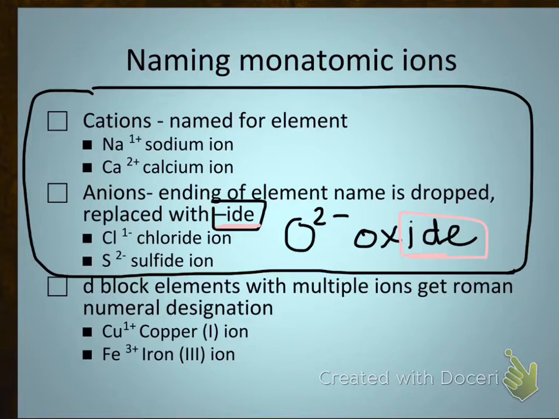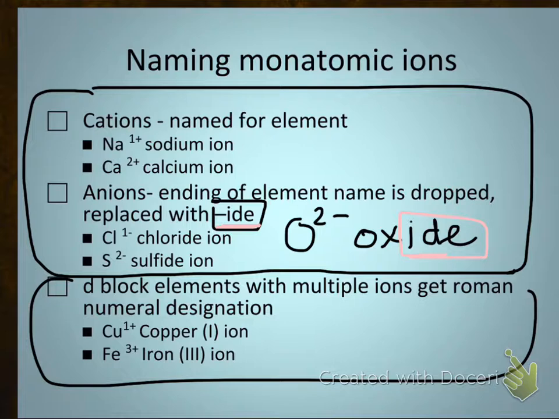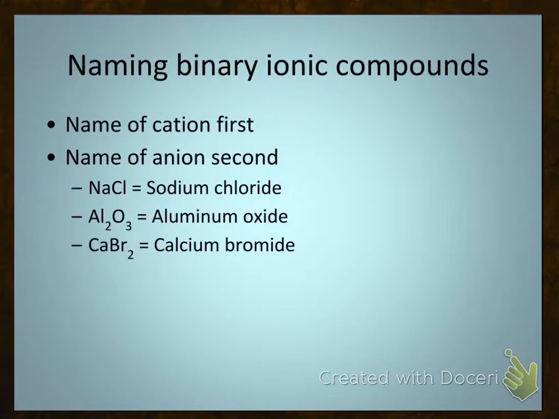The D block, though it's mentioned on this slide, we're going to handle later. What you need to know is that those transition elements form multiple ions, things get complicated, and we name them appropriately. That'll be handled in another video. So, when you're given the formula for a binary ionic compound, that's something made up of 2 pieces, it's really easy. Name the cation, name the anion. There's your compound name. So NaCl is sodium chloride. Al2O3 is aluminum oxide. And CaBr2 is calcium bromide.